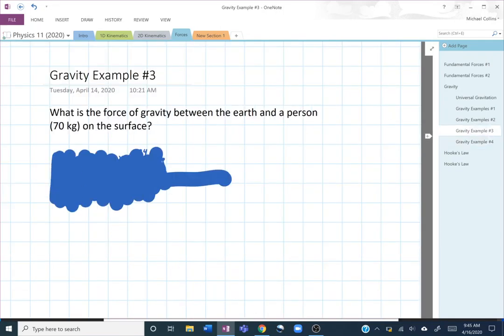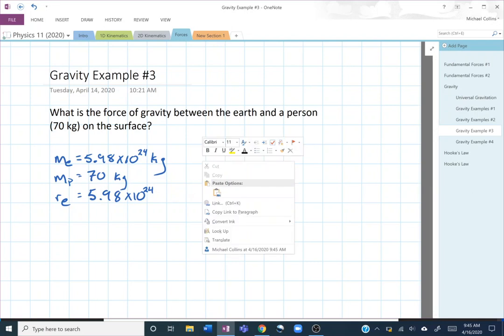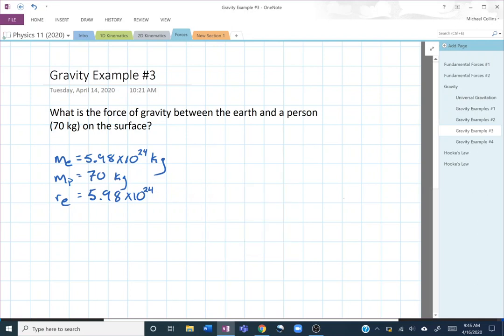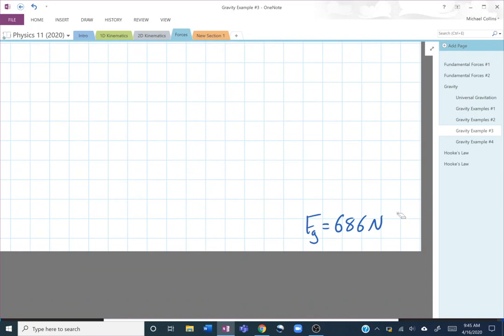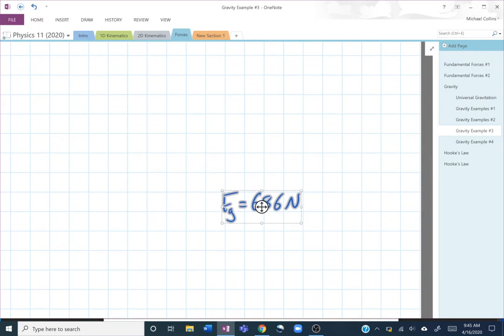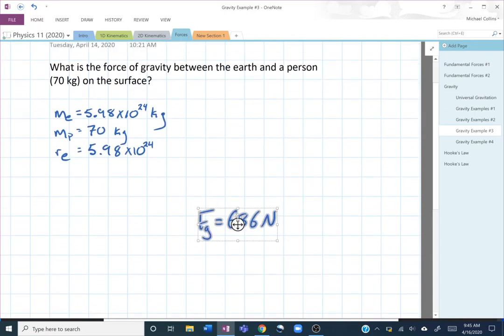This one is fairly straightforward. What is the force of gravity between the Earth and a person on the surface? We're going to assume our person on the surface is 70 kilograms, which is a smaller person. We look on our formula sheet, we find the mass of Earth, we know the mass of the person, the radius of Earth. I'm not going to type these in just because I think they're really straightforward, but I would like to draw your attention to this solution. If you do plug it in, give it a go on your own. I'm going to move this up. The force of gravity will be 686 newtons.